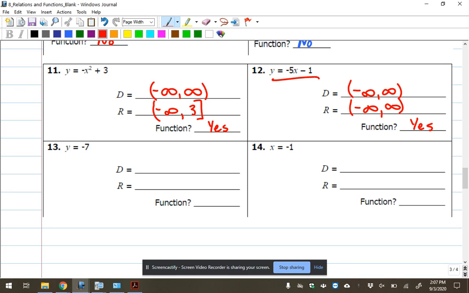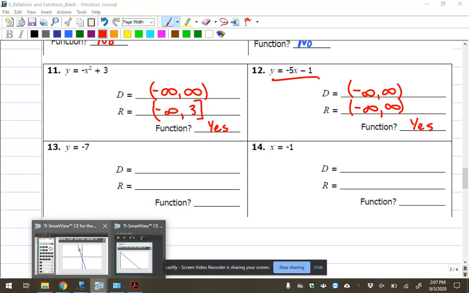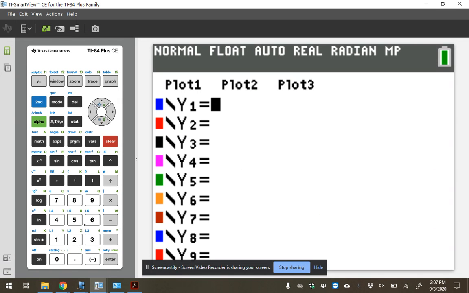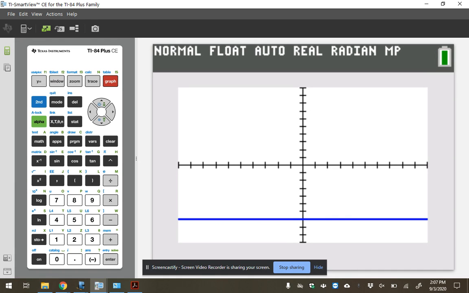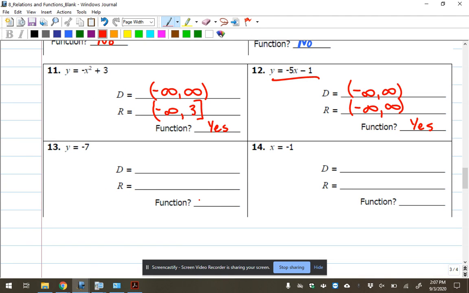13 and 14. This is almost a memorized fact. I can graph y equals -7 with my calculator. If I hit y equals and then clear this out and just type in -7, y equals a number is a horizontal line. Does a horizontal line pass a vertical line test? Yes. Absolutely. Okay. So that one is a yes on the function. What would the domain be? Yes, -infinity to positive infinity.